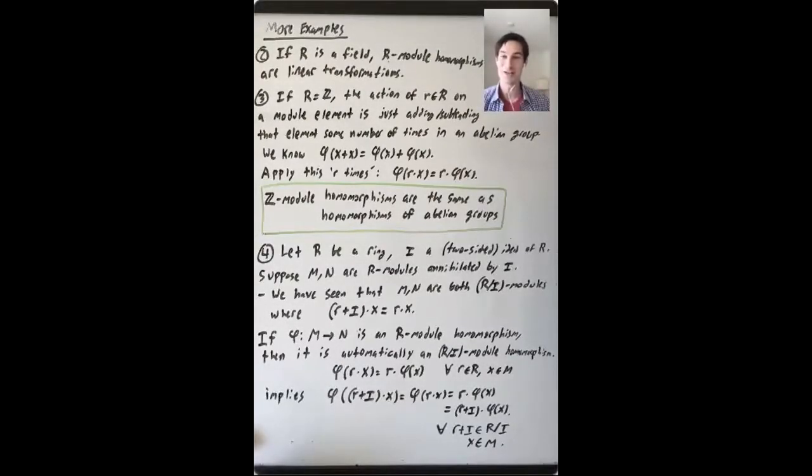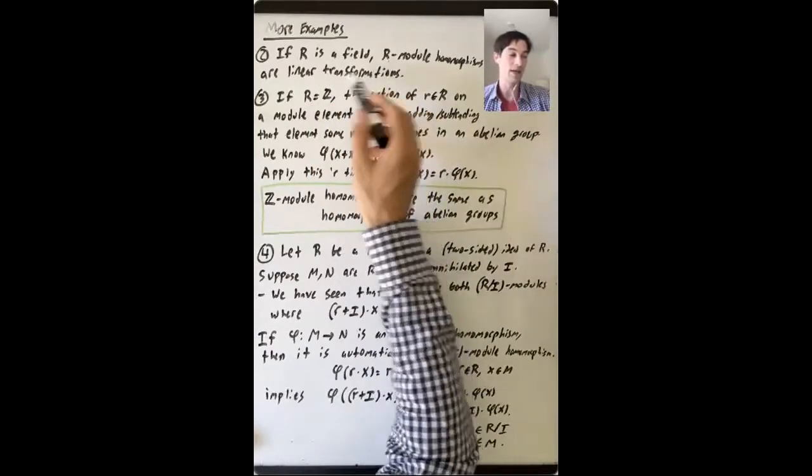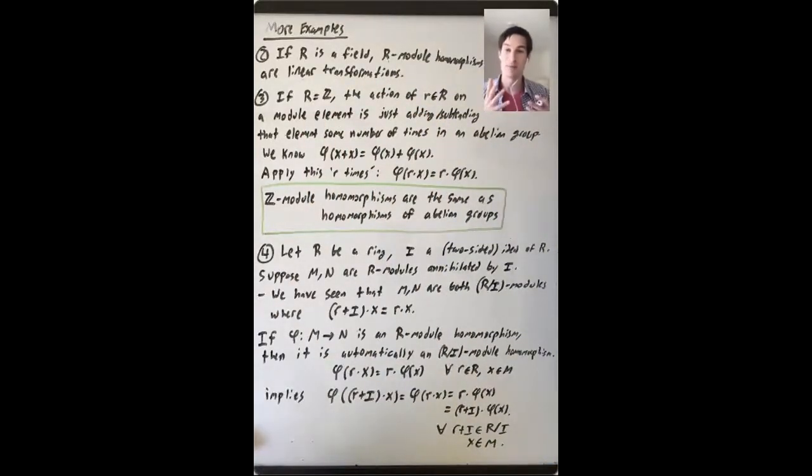Let's continue our discussion of examples of R module homomorphisms. So if R is a field, then what is an R module homomorphism? In each of the last 2 lectures, we've talked about modules over a field being vector spaces over that field, and linear transformations from one vector space to another. So you can check, and you really should check, that the conditions required to be an R module homomorphism when R is a field are exactly the same conditions that are required to be a linear transformation from one vector space over a field to another.